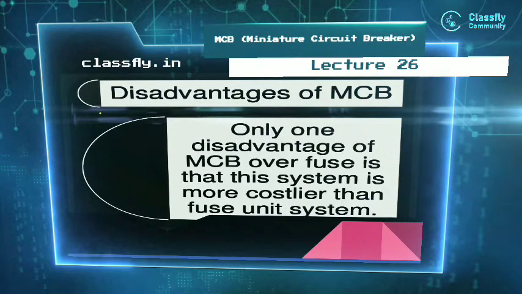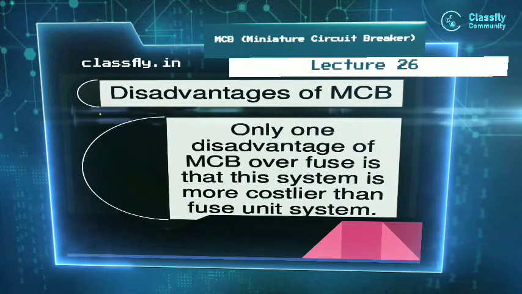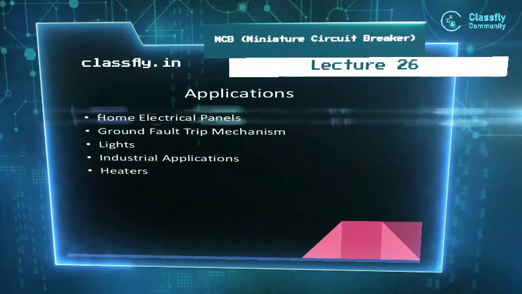Disadvantage of MCB. Everything which has an advantage will also have disadvantages, right? But it has only one disadvantage, that is, an MCB system is costlier than a fuse unit system. We know that a fuse is very cheap, but an MCB is slightly more expensive according to the cost of the fuse.